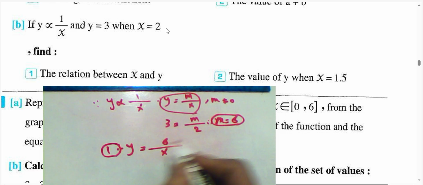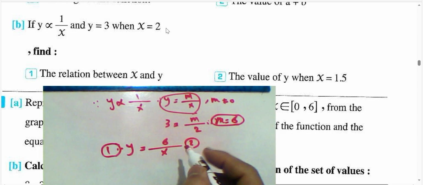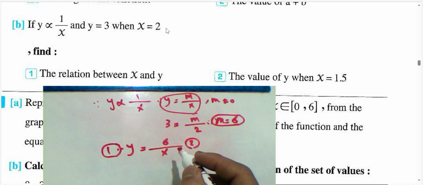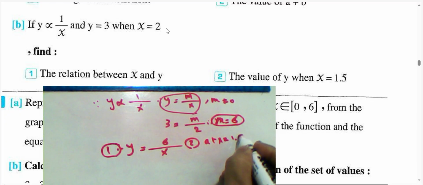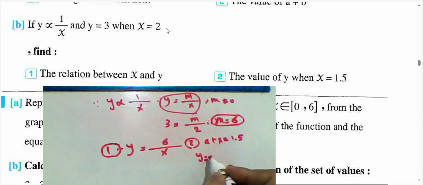This is number 1, okay? And then number 2, he wants to find the value of Y when X equals 1.5. At X equals 1.5, the value of Y equals 6 over 1.5. The result will be 4. And the value of Y here equals 4.